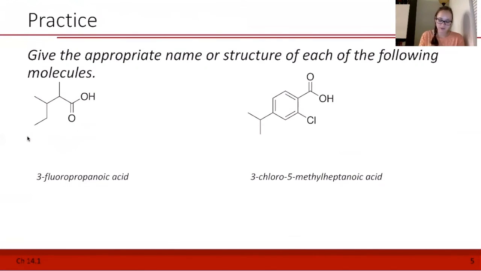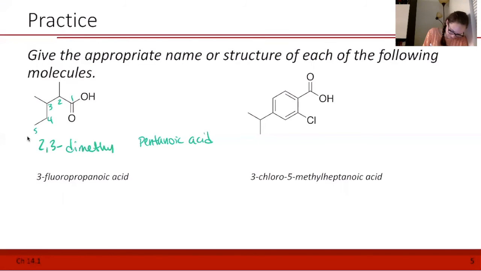Okay, so let's try this next one here. So let's number our carbon chain. 1, 2, 3, 4, 5 is my longest carbon chain. So I'm going to have a pentanoic acid. And then at the 2 and 3 position, I have methyl groups, 2,3-dimethylpentanoic acid.